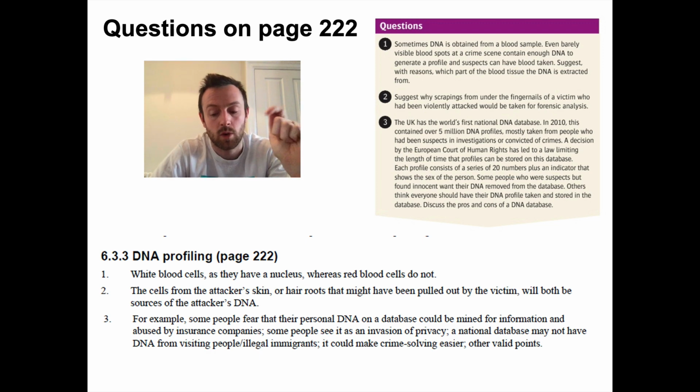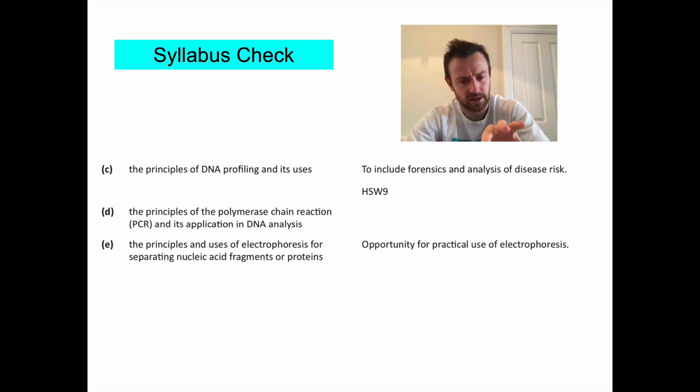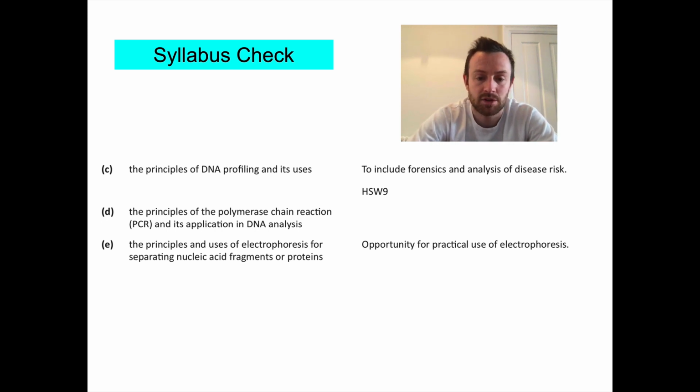But before you go, let's just quickly do a syllabus check. So here's the syllabus. Do you understand the principles of DNA profiling and its uses, to include forensics and analysis of disease risk? So that's that last bit. Disease risk was the Huntington's bit we just did. I've left these other 2 bullet points here as well, because we're going to go through them in the next couple of lessons. Polymerase chain reaction we're going to do next lesson. We've also started to understand uses of electrophoresis for separating DNA. We did that today. And also for separating proteins, that's the Huntingtin thing. We've also looked at electrophoresis in terms of sequencing, but we're going to do another lesson on that. Okay, so that's the syllabus check for today.